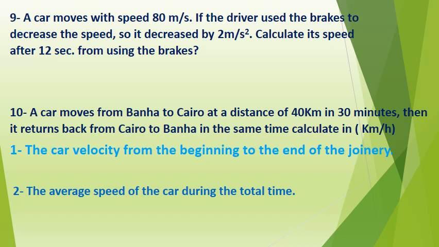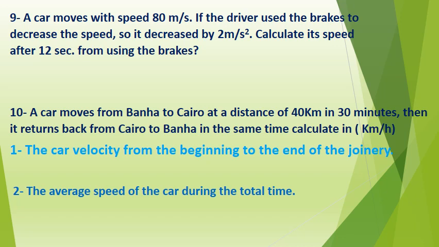Number 9. Problem number 9. A car moves with the speed 80 meters per second. If the driver used brakes to decrease the speed, it decreased by 2 meters per second power 2. Pay attention about the measuring unit here, meter per second power 2. So number 2 is the value of acceleration. And he said that it decreased, so the acceleration here will be with a negative sign. Calculate its speed after 12 seconds. So this is the time here from using the brakes.